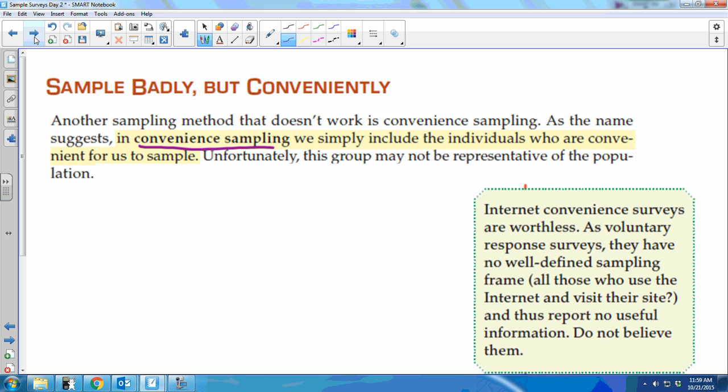Those internet surveys are convenient samples. They pop up because you're visiting their website. You're not going to answer those. When do you answer a survey on the internet? When it's about customer service or something and you had a terrible experience. That's when you answer those. Otherwise, you don't care, right? That goes back to voluntary response, right?